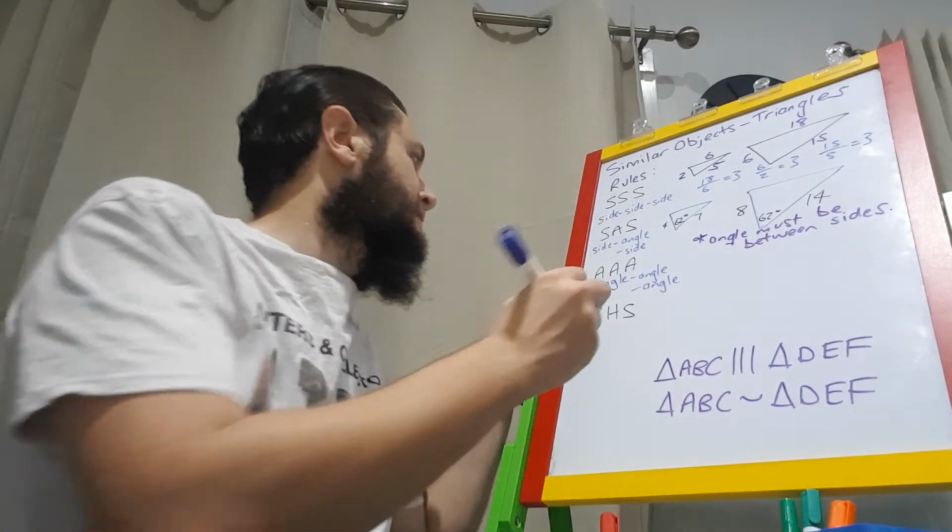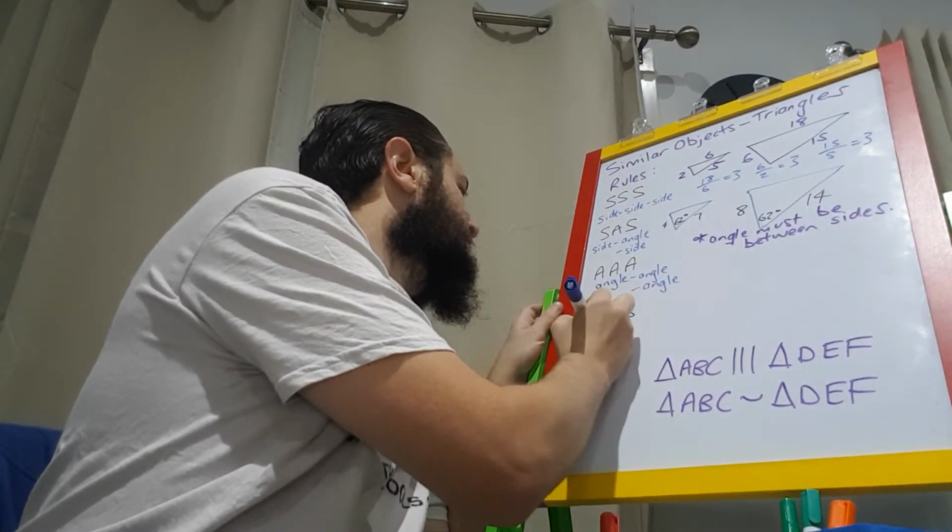RHS is a little bit different. This means that it's a right angle triangle.